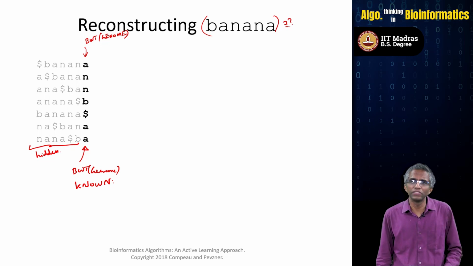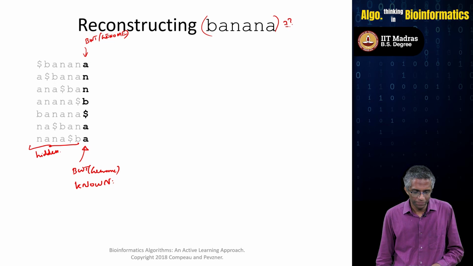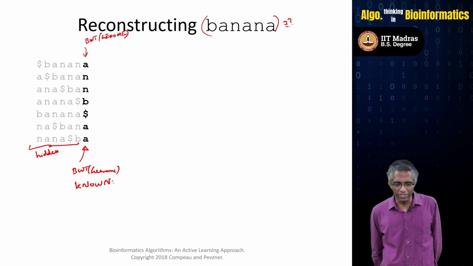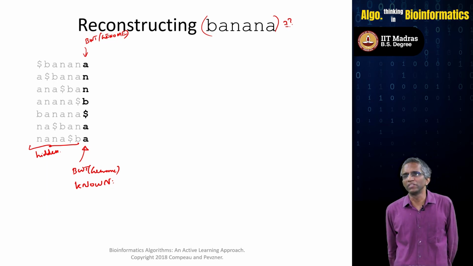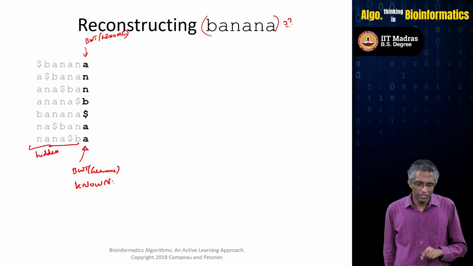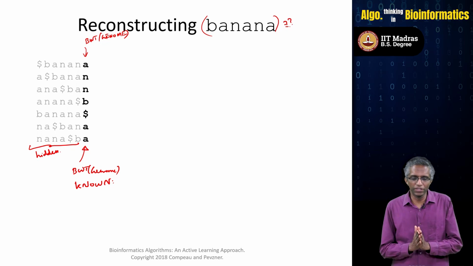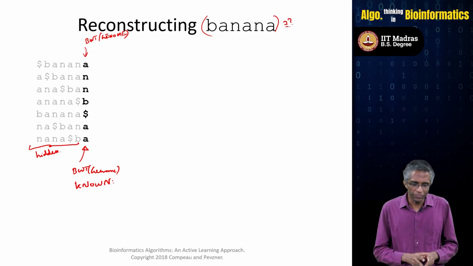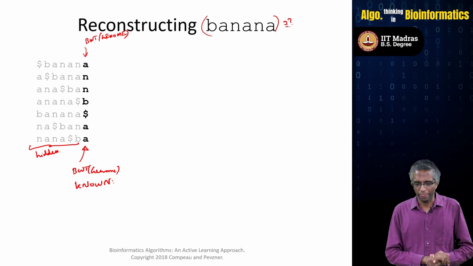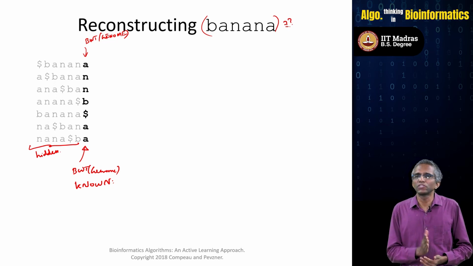So this is the lexicographically sorted list of all the cyclic rotations of banana dollar, okay? And what does this last column say, or for that matter any column, right? That will tell you all the letters present in the genome and including the multiplicity. So this says that A is present 3 times, N is present 2 times, B is present 1 time, and dollar is present 1 time, right? That is all I know by looking at the last column, okay? Using that last column, can I get the first column? I'll let you think about it for a bit. Using the last column, can I get the first column?